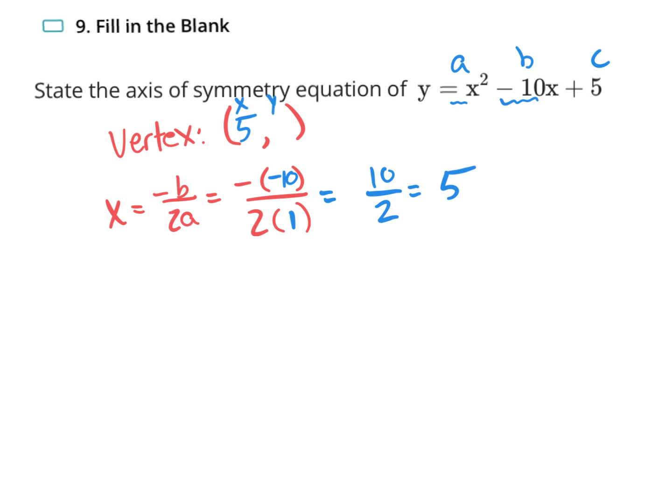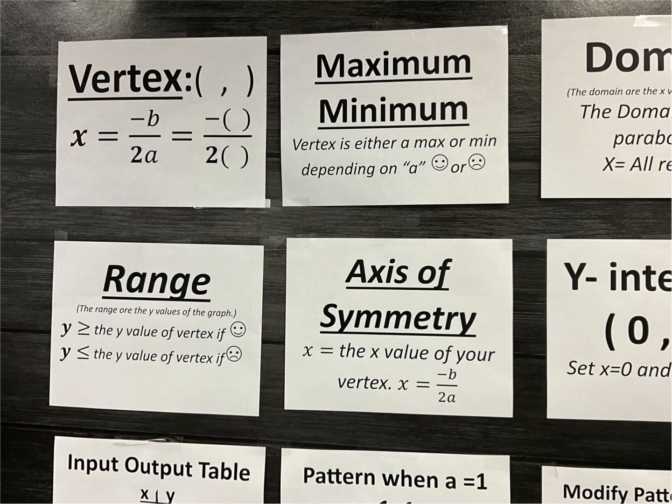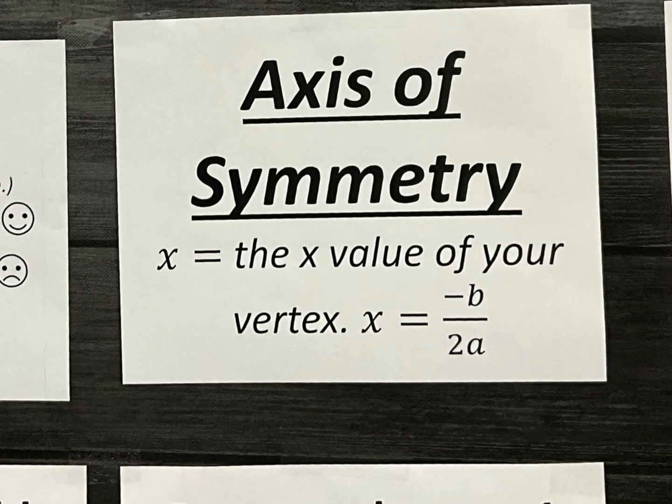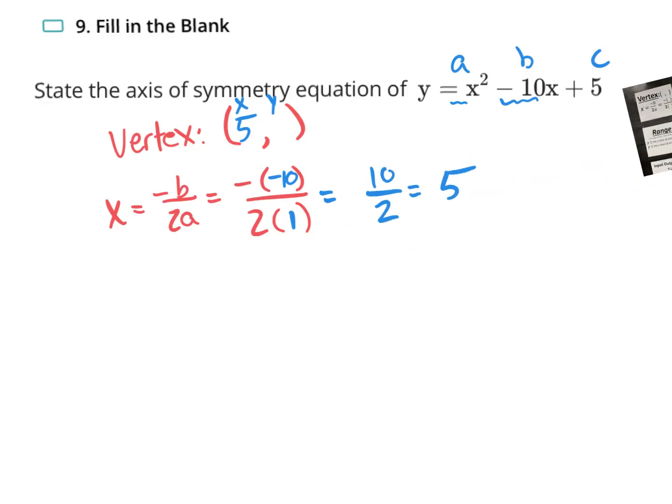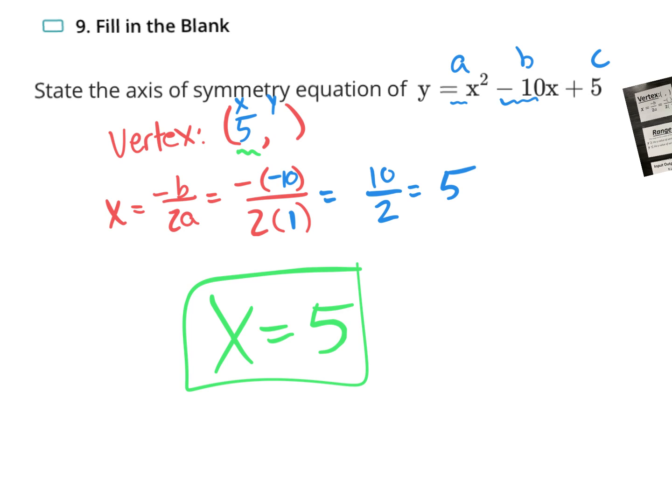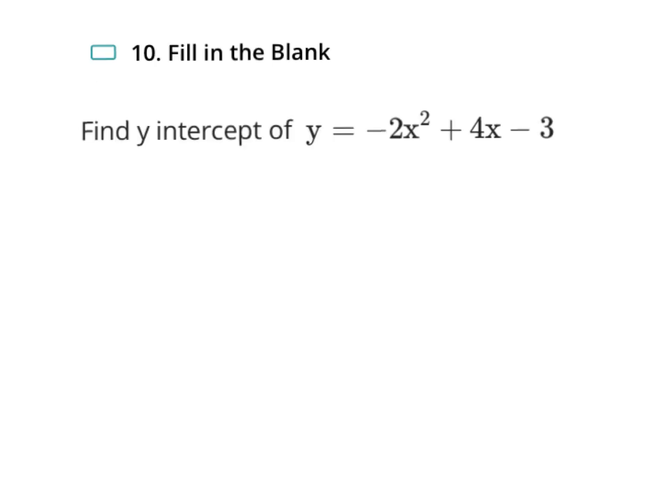How do you find the y value? If you already know the x value, you simply plug it in. However, we don't need the y value of the vertex to state the axis of symmetry. It says on the board that the axis of symmetry equation is simply x equals the x value of your vertex. So x equals 5 is what you type in, with no spaces between your terms, and you'll get full credit.